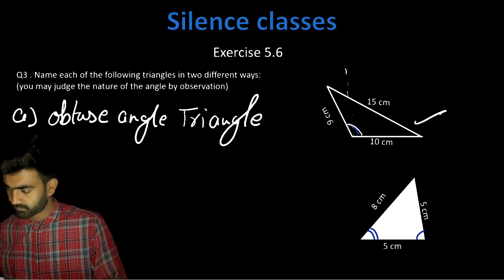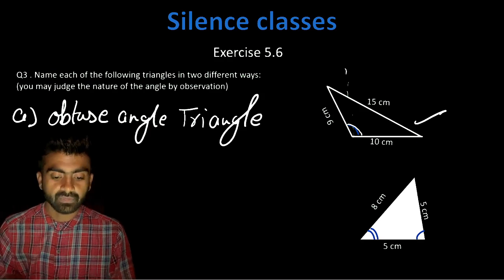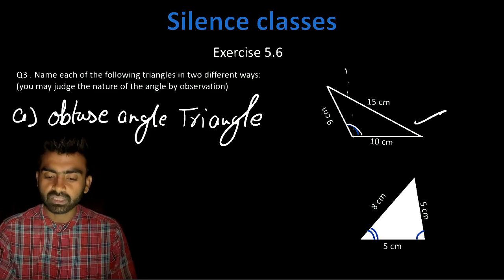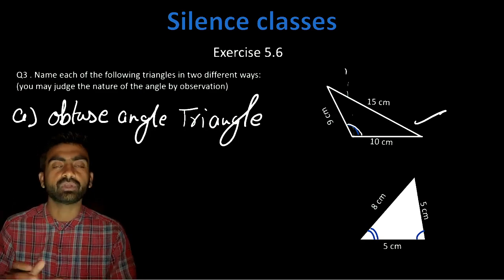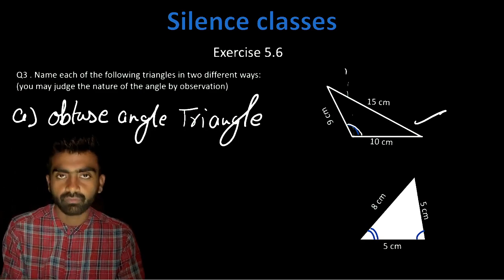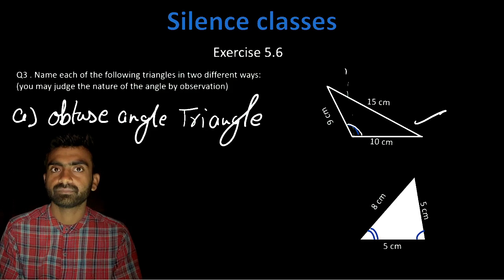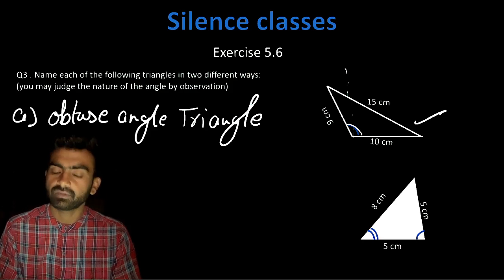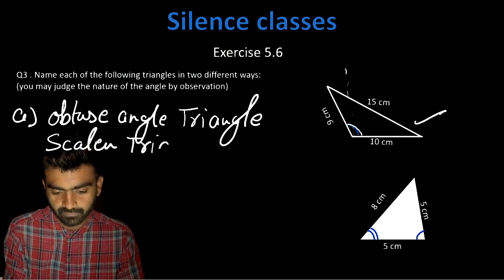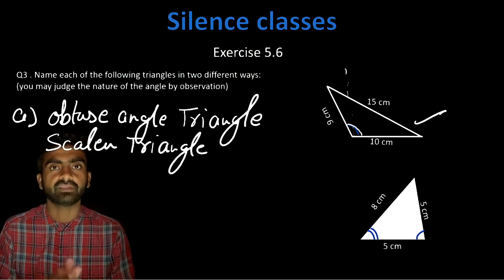Now it is an obtuse angle triangle. So now two different ways you can check it out. All the sides of this particular triangle are not equal, they are unequal. So what is it known as? Scalene triangle. Very good, scalene triangle, because all the sides are unequal.